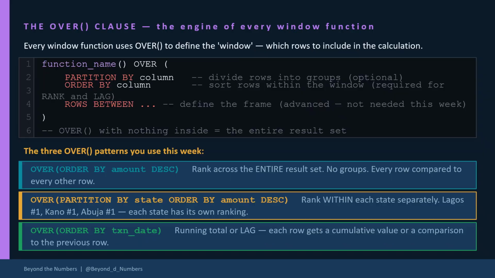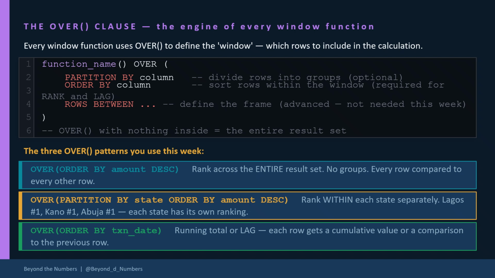Moving to the next slide, you'll see that every window function needs one thing, the over clause. Over defines the window, meaning which rows are included in the calculation for each row. Look at the syntax. Inside over, you can put two optional pieces: the partition by and the order by. Partition by divides the rows into groups, and the order by sorts the rows within the window.